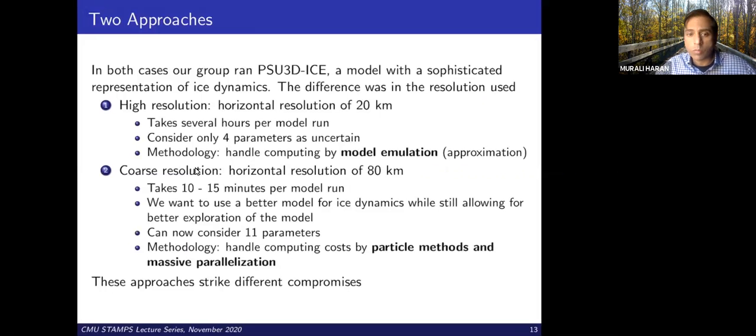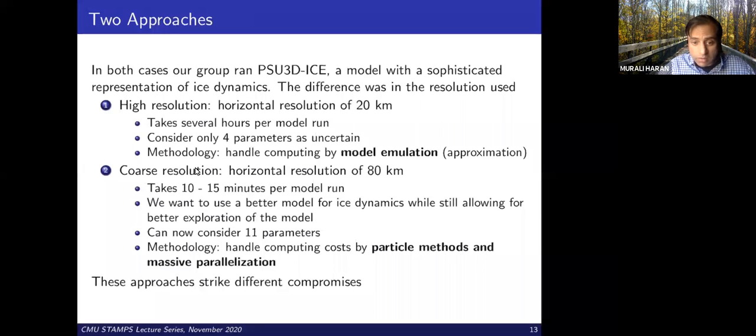And the other approach was to use coarse resolution, which is a horizontal resolution of 80 kilometers, which takes 10 to 15 minutes per model run. And so this is much, much faster. This allows us to use pretty good dynamics, but still allows for better exploration. So it's a certain compromise. And now we can actually consider 11 parameters that are deemed to be quite important or interesting. But computation costs are still high. So we needed to come up with something that would allow us to address the computation cost, but without doing emulation, which it turns out does not work very well as you increase the dimensions of the problem.